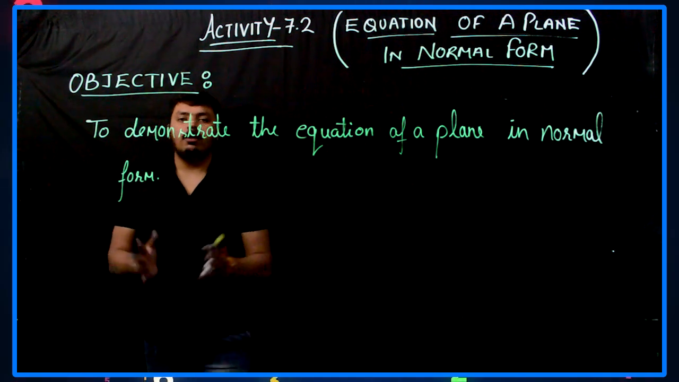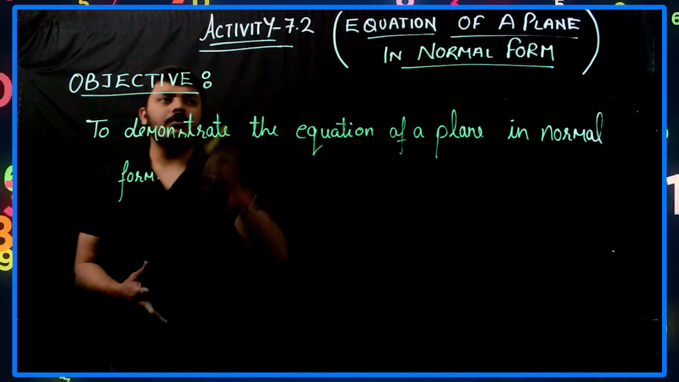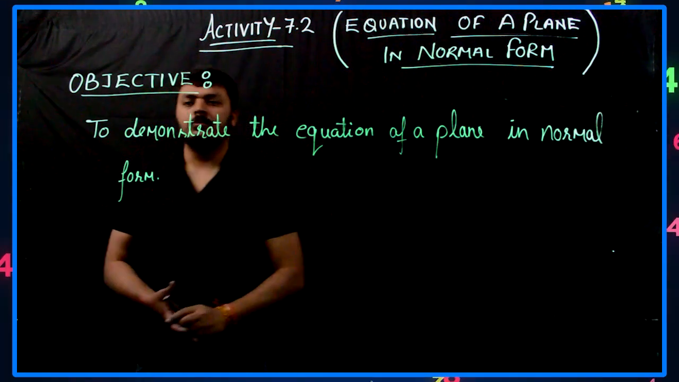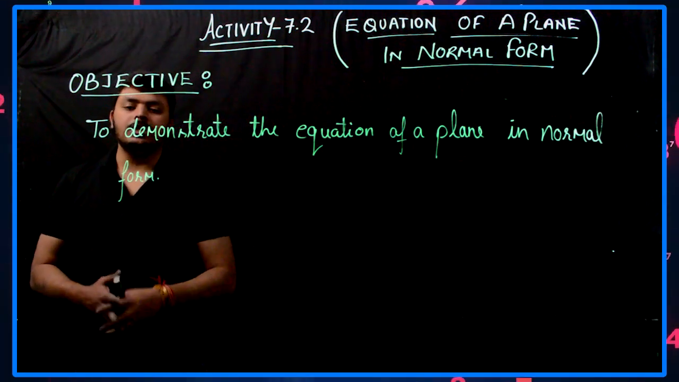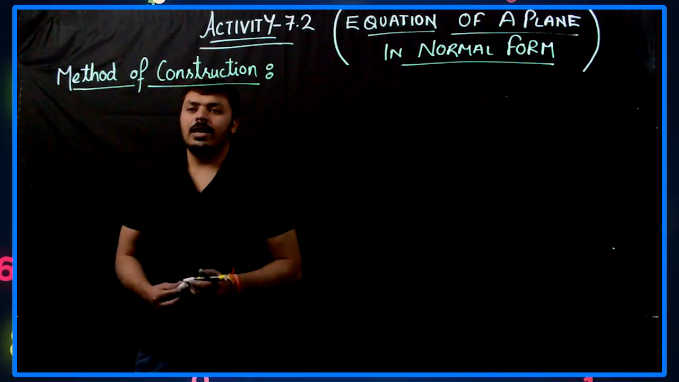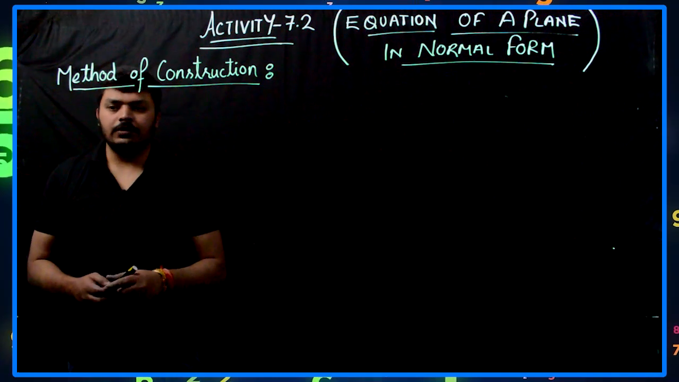So students, now let's start a new activity, activity 7.2, equation of a plane in normal form. Our objective for this activity is to demonstrate the equation of a plane in normal form. Now let's see the method of construction for this activity.